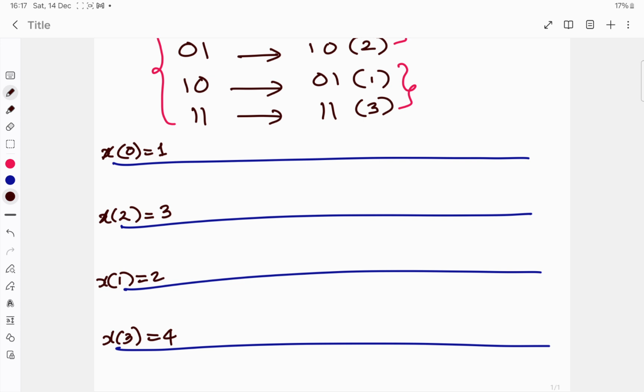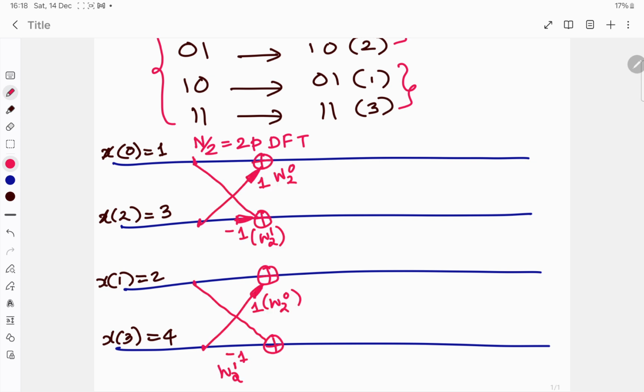Now the first step is what we should go for: N by 2 DFT. Since the number of inputs are 4, we require to design the 2-point DFT. N by 2, which means 2-point DFT module. So the first stage, the N by 2, or the 2-point DFT. The first 2 inputs must be connected with a cross butterfly connection.